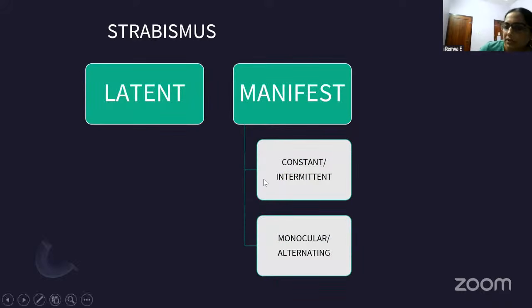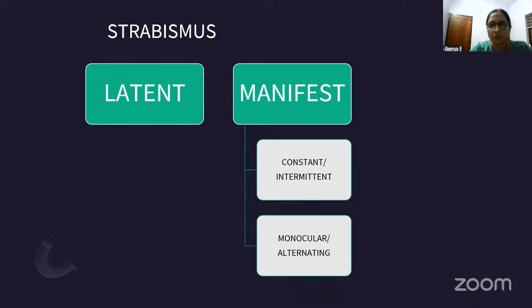Now coming to the classification of strabismus. Strabismus can be a latent strabismus or a manifest strabismus. Latent means it is there, but it is hidden. Otherwise it is known as a phoria. It is not present when you see the patient, but some of your techniques will find out whether it is there or not. Whereas manifest strabismus means you can see it. Manifest strabismus can be either a constant one, that means it is present all the time, whenever you see the patient, one eye or the other eye is deviated. Whereas intermittent strabismus means it is there sometimes, it's not there sometimes.